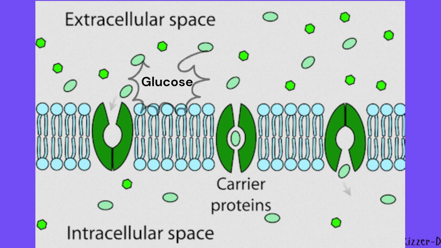An example of this is glucose. Glucose will find proteins on the plasma membrane, known as carrier proteins. These proteins will bind to glucose and transport it into the cell. This is the same for other substances moving from inside the cell to the outside of the cell. This is what is meant by regulating substances in and out.